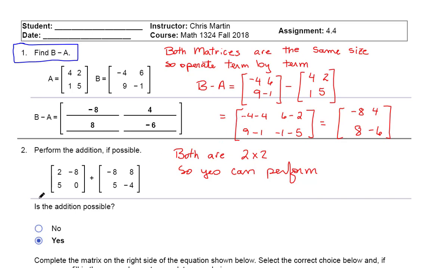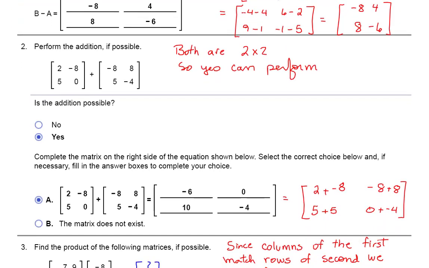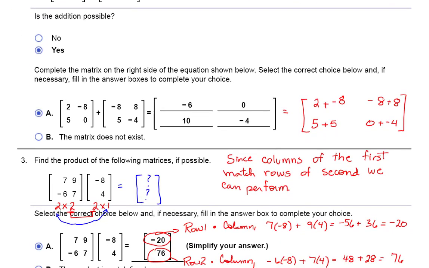All right, what about question 2 here? Again, we have two matrices. They want us to add them together. First off, is it possible? Well, yes, it is possible, because they are the same size. And so again, place by place. 2 add a minus 8 is a minus 6. 8 plus 8 is 0. 5 plus 5 is 10, and 0 plus a negative 4 is negative 4.